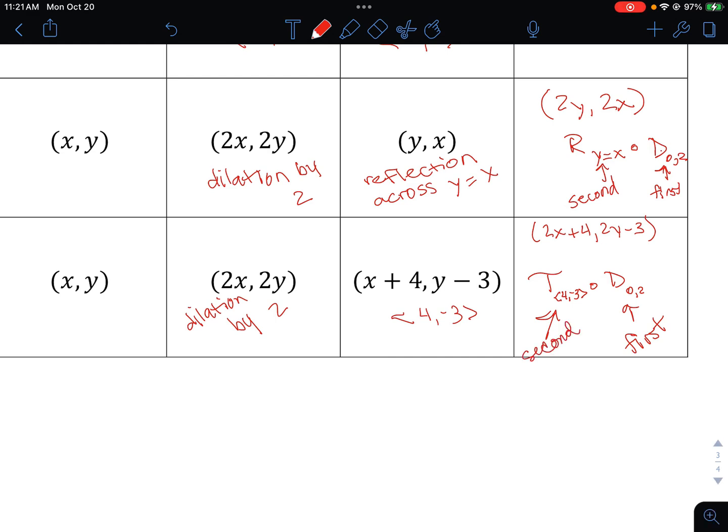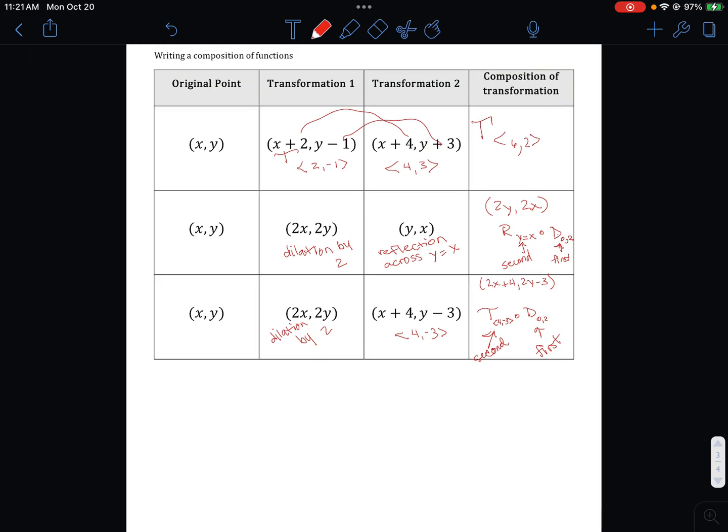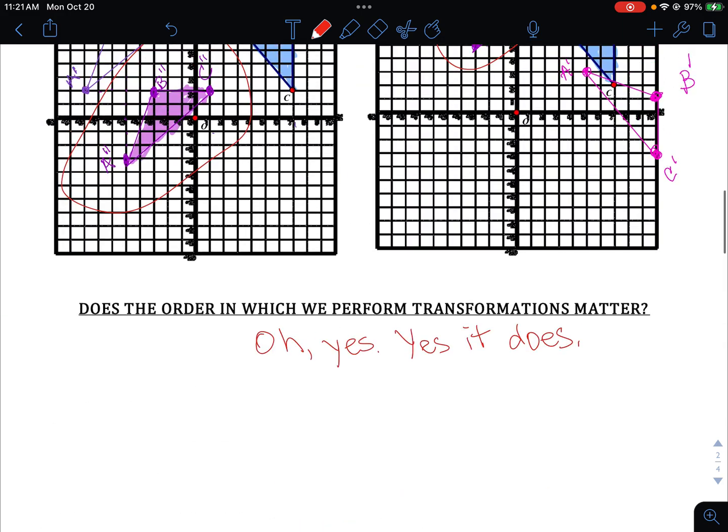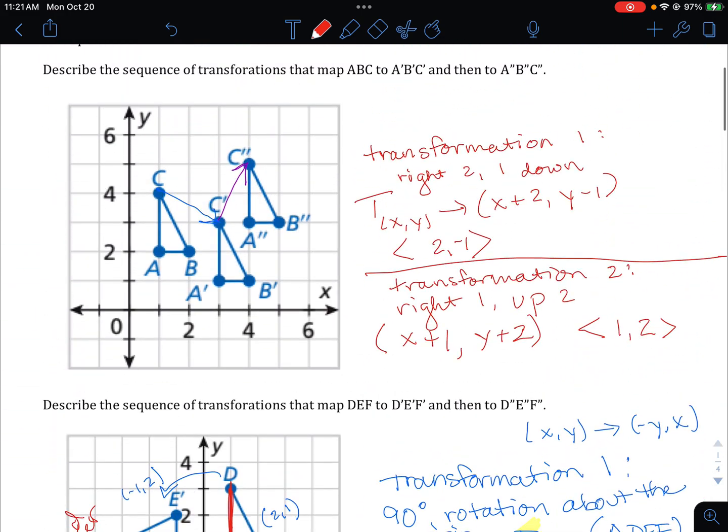I wouldn't worry too much about the notation. I just wanted you to see it. What would be important is that you'd know what to do with the points. You'd multiply and then you'd move it. Okay, so first you would multiply by 2, and then you would move right 4 down 3 for that last one. So this is all about sequences of transformations.